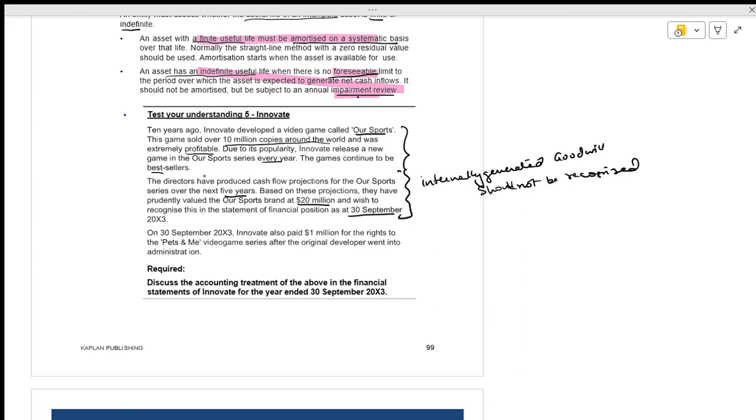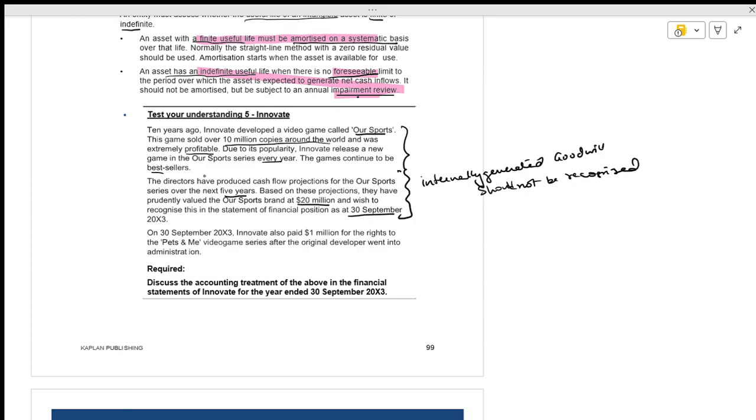Very straightforward. Ten years ago, they developed the video game. They have sold 10 million copies, extremely profitable. They release a new one every year. The game continues to be a bestseller. All are internally generated. The directors produced cash flow projections. These conditions are being met. Based on this projection, they have a brand value of 20 million. Fine, internally generated, not recognized.